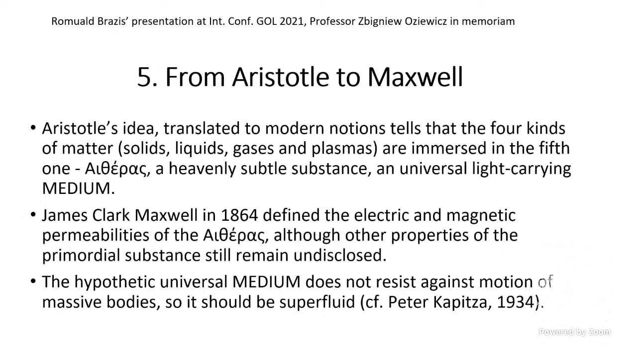Aristotle's idea, translated to the modern notion, tells that the four kinds of matter are immersed in the fifth one, aether, a heavenly subtle substance and a universal light-carrying medium. James Maxwell defined the electric and magnetic permeabilities of the aether. Also, other properties of the primordial substance still remain undisclosed. The hypothetical universal medium does not resist the motion of massive bodies, so it should be superfluid.